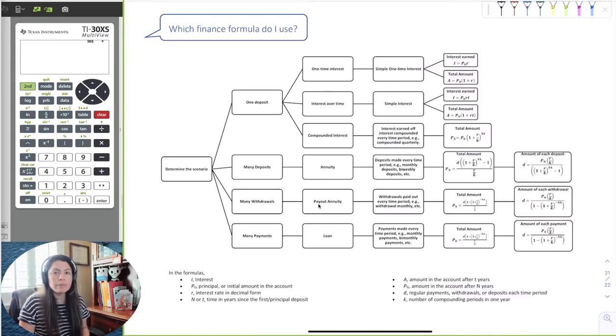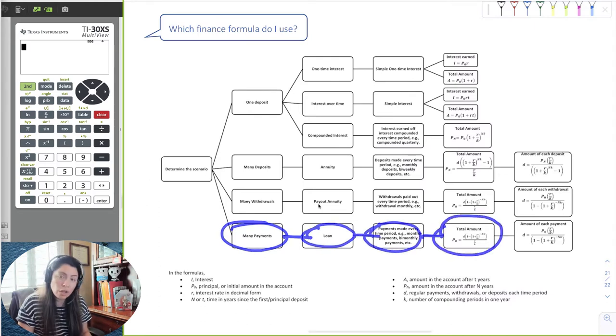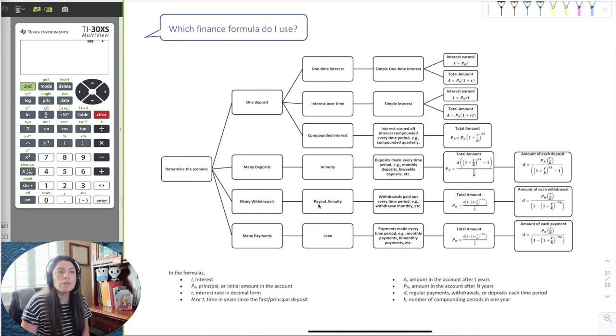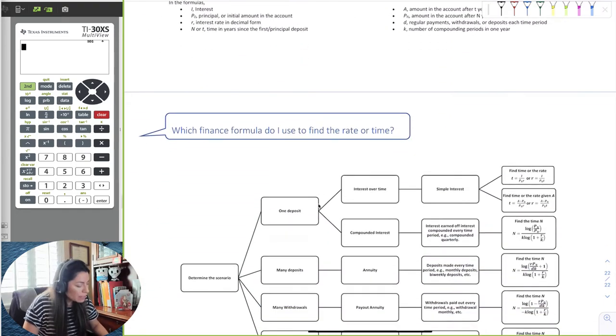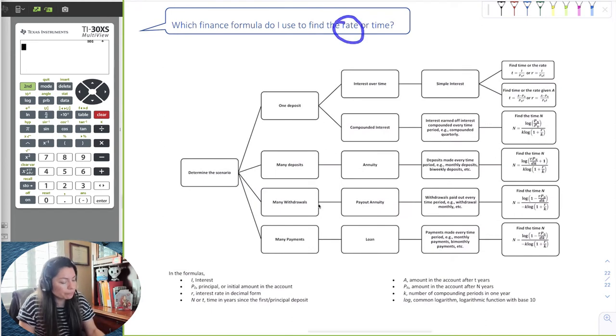Let's say I knew I was making many payments. I knew that this had to be a loan, and I was making payments every time period. This is the total amount of the loan formula, and this is the amount of each payment formula. So these are really good flow charts to use. For this section, we're going to use the second page, and the second page states that we're going to find rate or time.